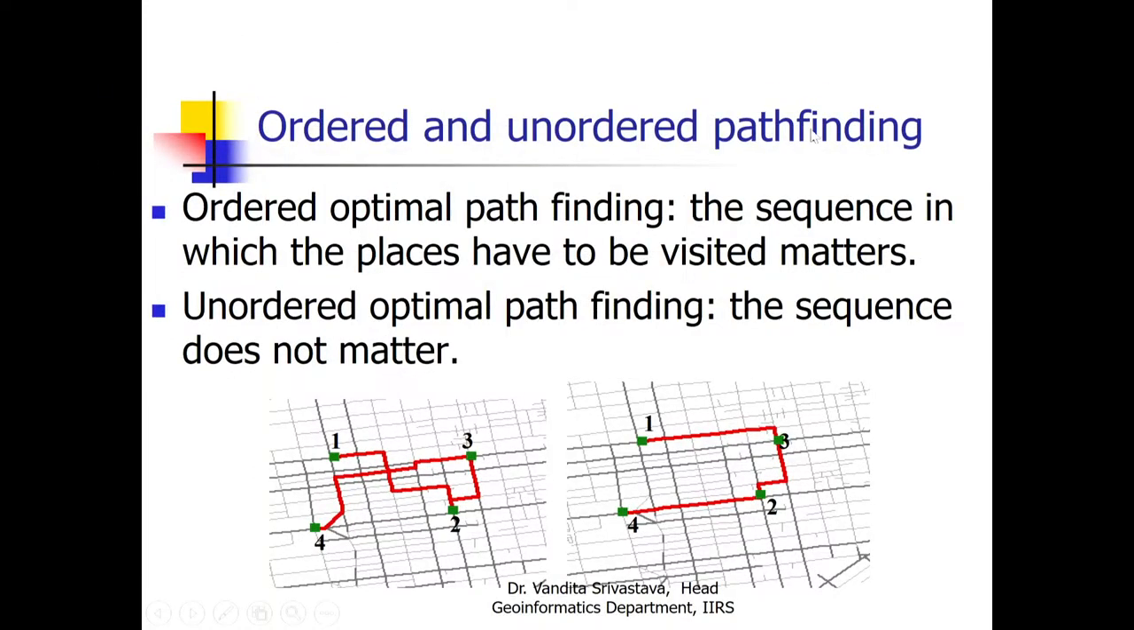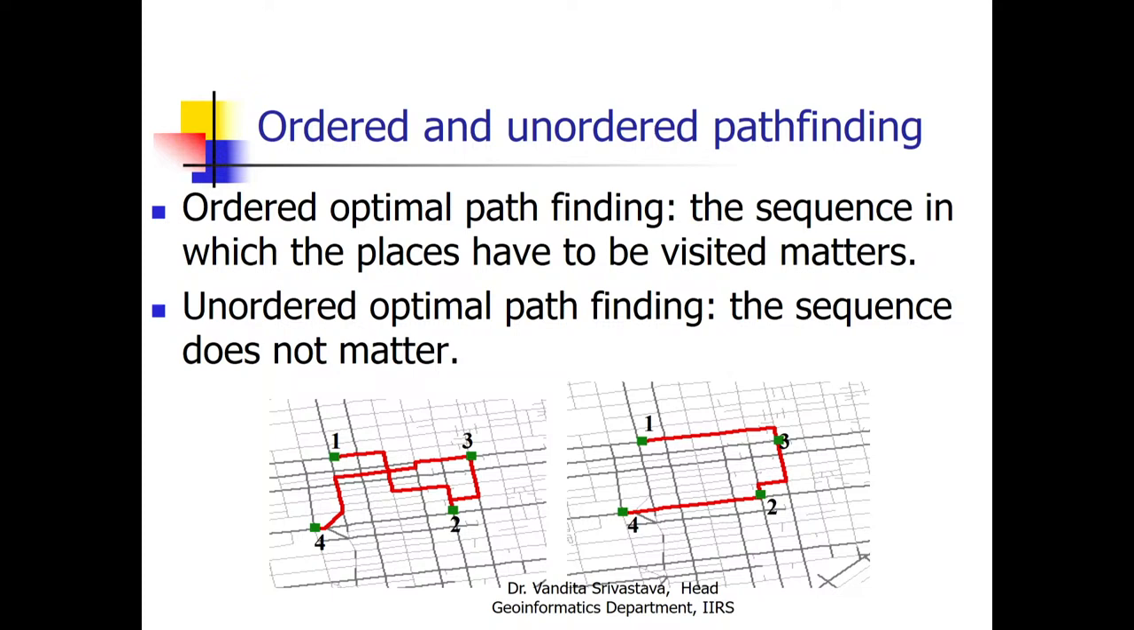So ordered and unordered paths can be found. I'll give you an example. Suppose you have a pizza delivery boy. The condition is that he has to deliver pizza in a given time, let us say 30 minutes. Those who ordered first have to get their delivery first. It does not matter whether it is near or far, the sequence of the orders given is important. So accordingly it will be an ordered path.